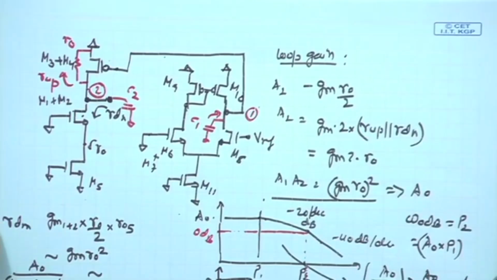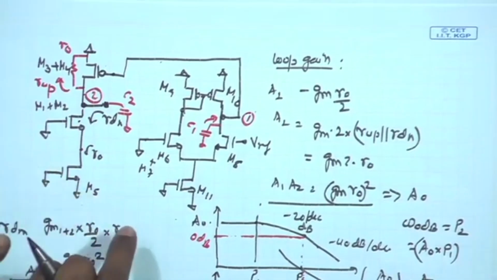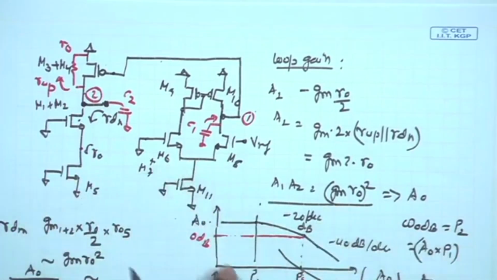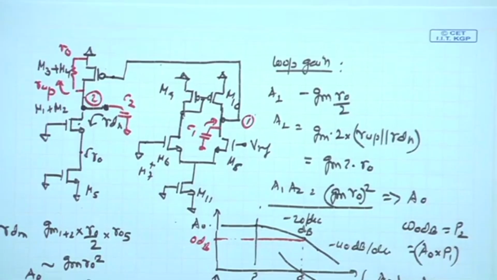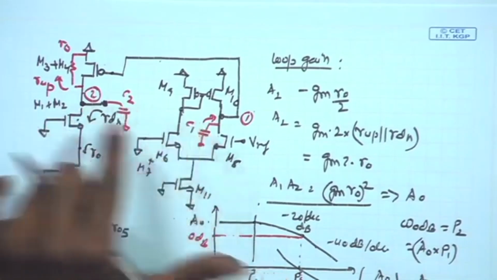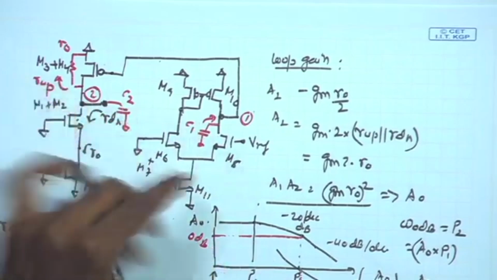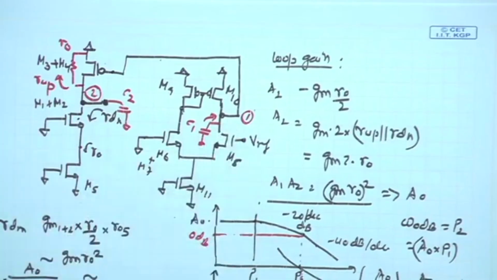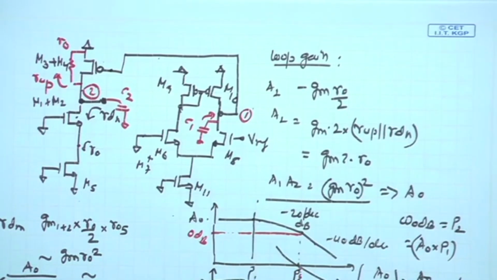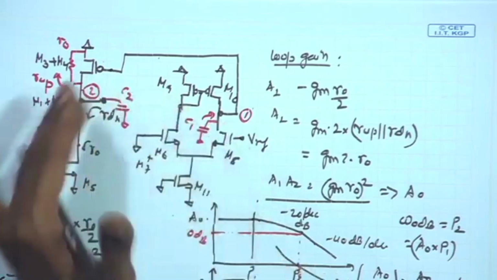Now, to do that, we need to make sure that the pole given by P2 is sufficiently higher than P1. We can see that the requirement is that P2 should be A naught times P1, and as a result, we need to make sure that one of the poles, say P1, is brought sufficiently lower. It is pushed down to a sufficiently low frequency by a factor of A naught approximately, so that we can have sufficiently good phase margin. And we will see the method to do that.